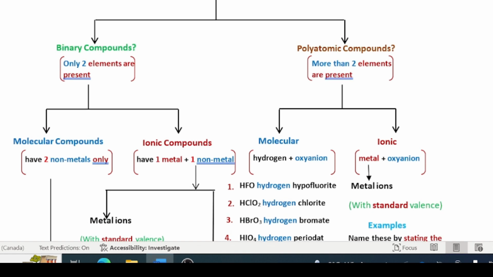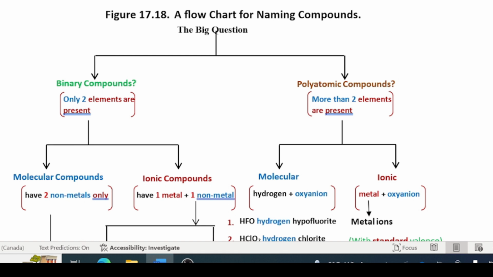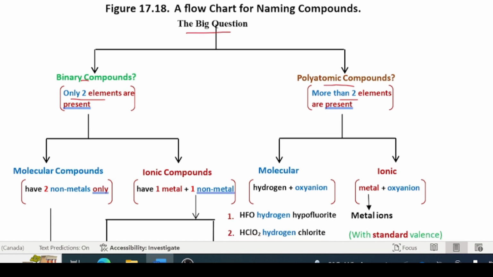So let us see how you can discriminate between different types of compounds. It's a big question you ask if you're given a compound. Is it a binary compound or a polyatomic compound, okay? If it is a binary compound, you'll only have 2 elements present. If it is a polyatomic compound, you'll have more than 2 elements present. So watch your compound there and decide first of all.